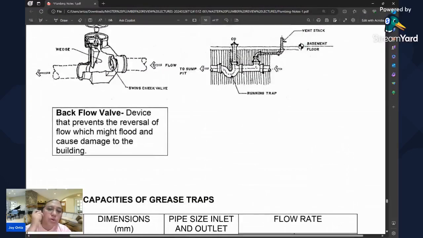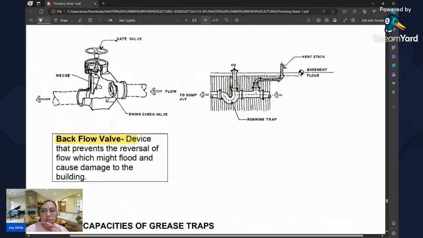So we have also the backflow valve. Tingnan natin ng maigi. There's a gate valve there, the wedge, that's the swing check valve. So this is a backflow valve. And we have here basta ito yung gate valve natin. Ito naman, we have the running trap and the vent stack, the basement or floor. Yan. The sample yan.